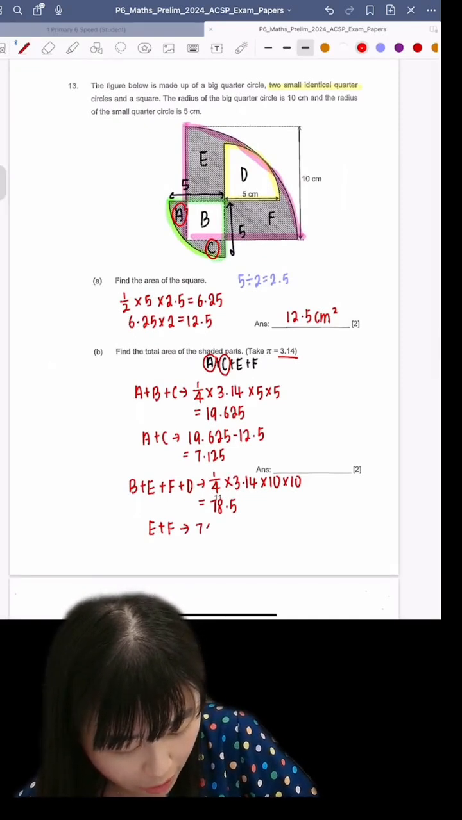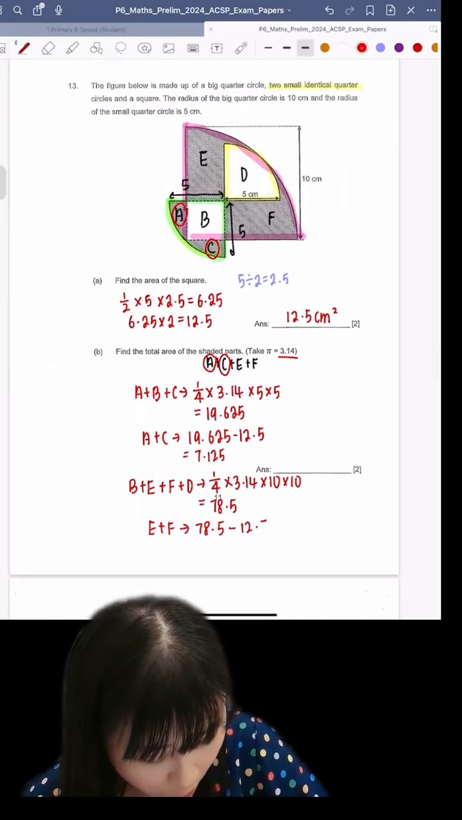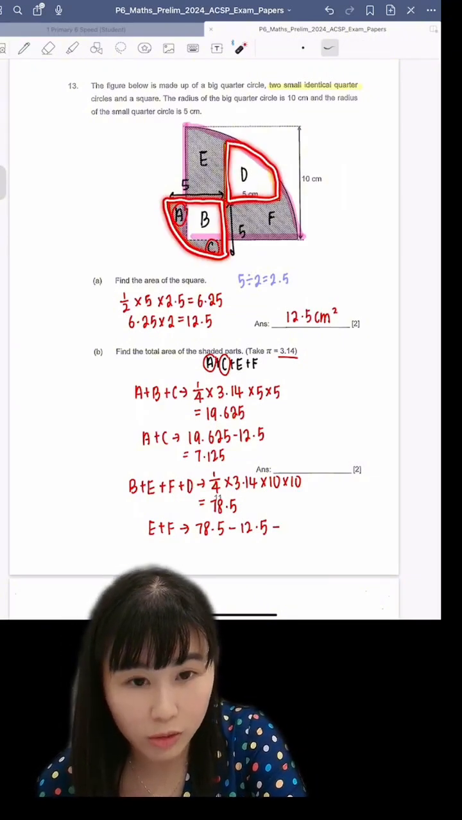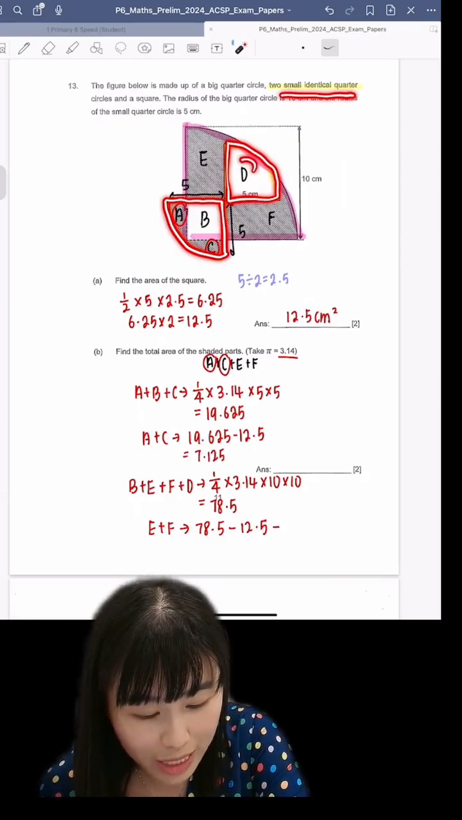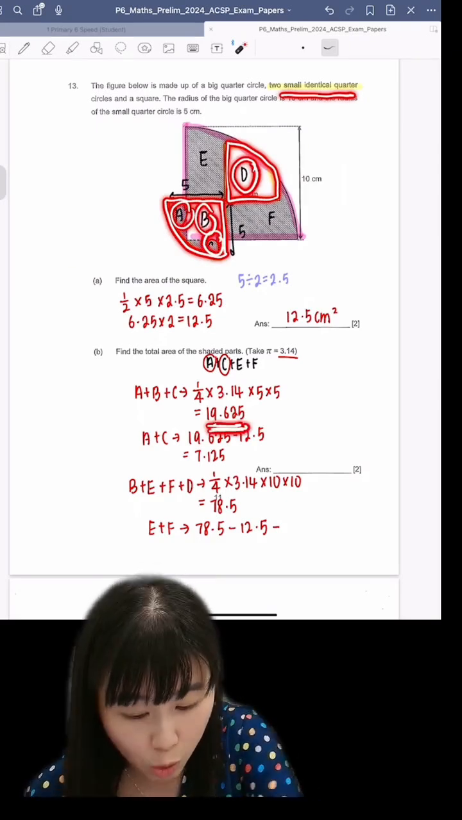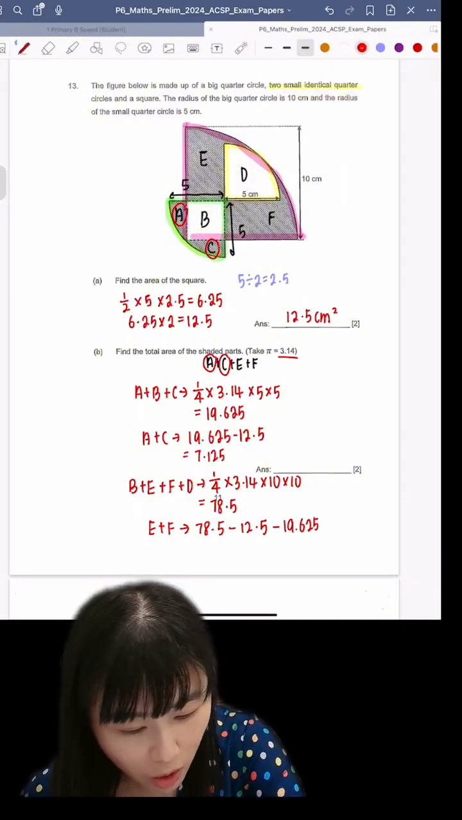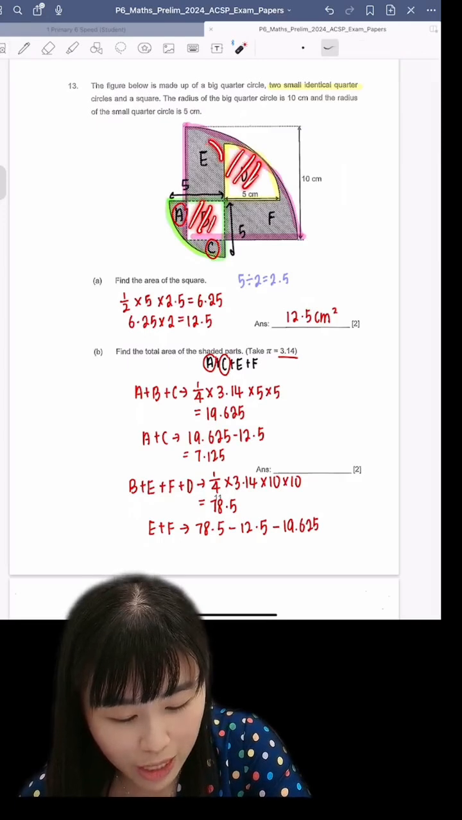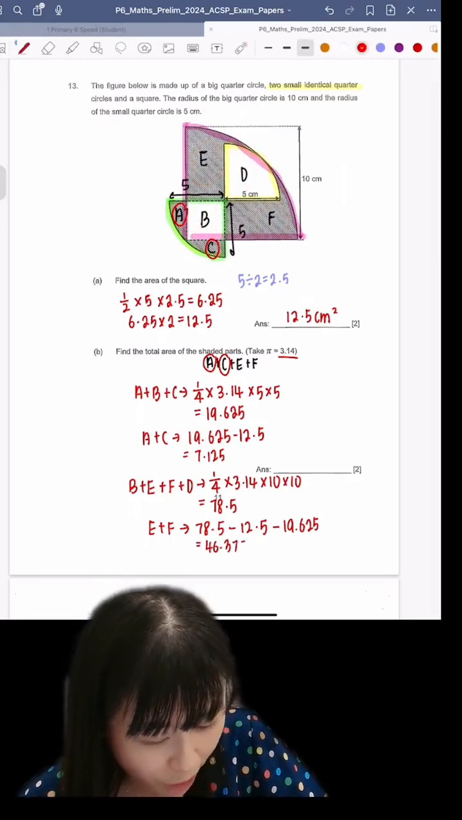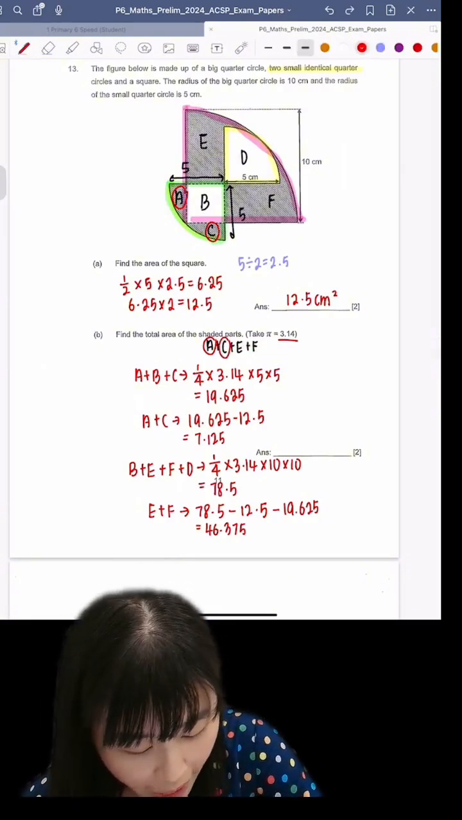So I'll take 78.5 minus away my B is 12.5. Minus, do you remember they say this and this is identical? See, that is identical. So your D is actually the same as your ABC, which you already found here, 19.625. So you minus 19.625. You minus D, you're left with E and F only. So your E and F is 46.375.